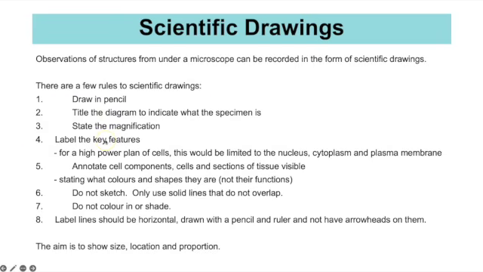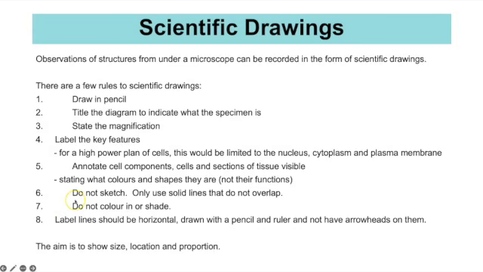You should be labelling the key features as well. So for a high power plan of this would be limited to just the nucleus, cytoplasm and plasma membrane. You also have to annotate cell components, cells and sections of tissues that are visible also, and stating what colours and shapes they are, so not necessarily their functions.